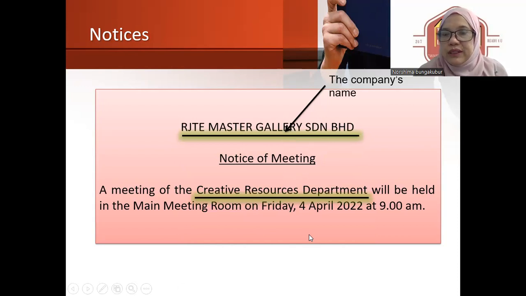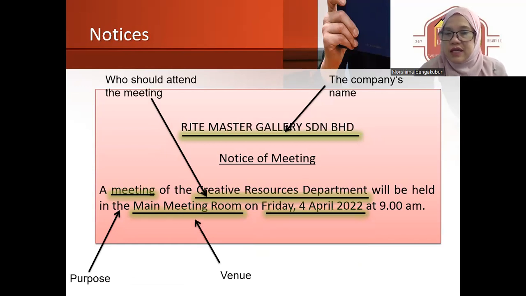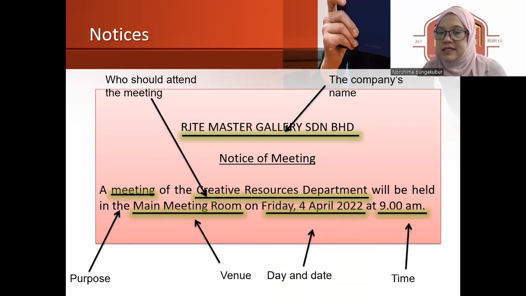Creative Resources Department, who will attend? That is the people who should be attending the meeting. A meeting, that is the purpose. The notice, the purpose is to call for a meeting. Main meeting room, that is the venue. Friday, 4th April 2022, that's the day and date. And 9 a.m. is the time. So remember, a notice has to have all these things.